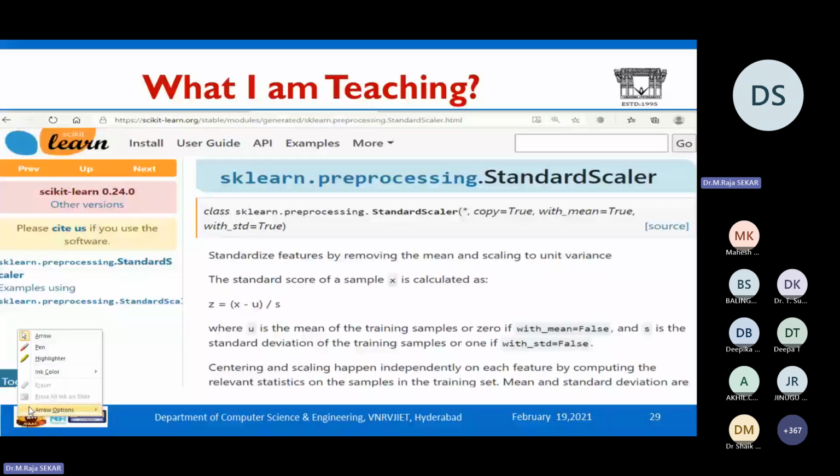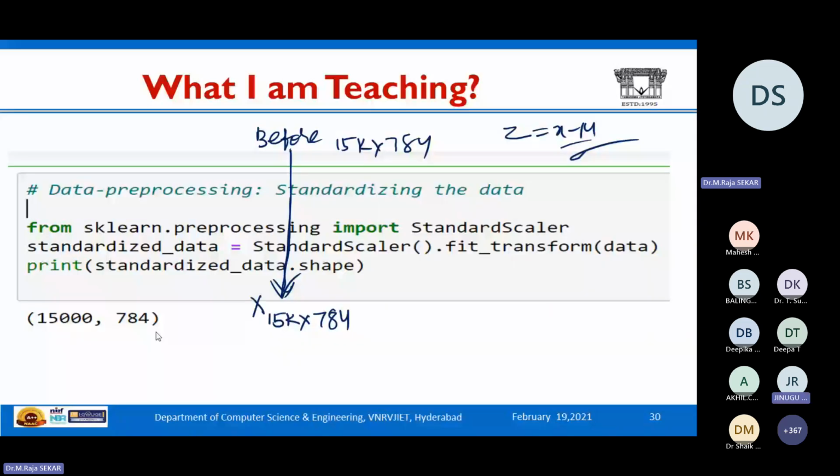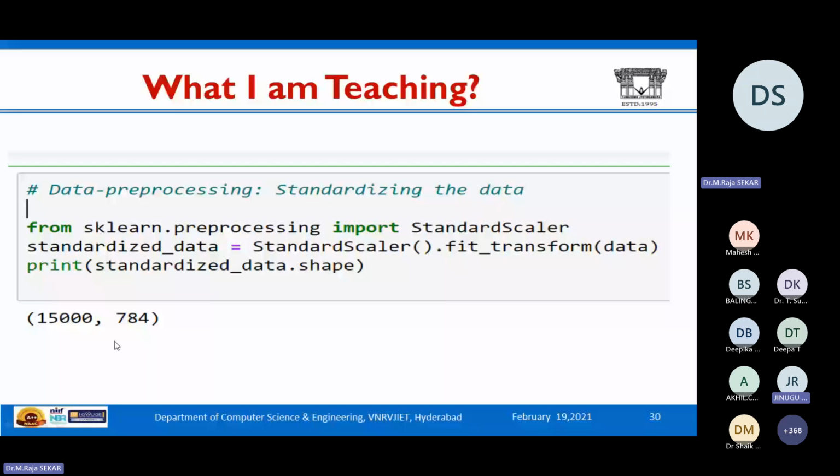What do they say standardization means? They are applying a simple transformation. For example, they take a column. Column standardization means you know how to calculate the mean and the standard deviation of the pixels. They are just applying the transformation. They already wrote the code, it's built in. It doesn't alter the size of the matrix. Before and after applying standardization, your matrix size is the same, 15,000 by 784.